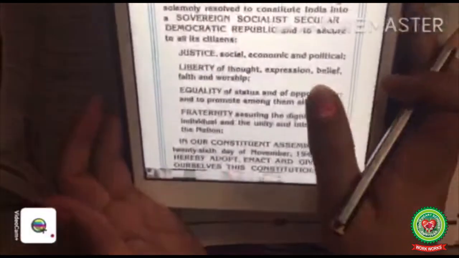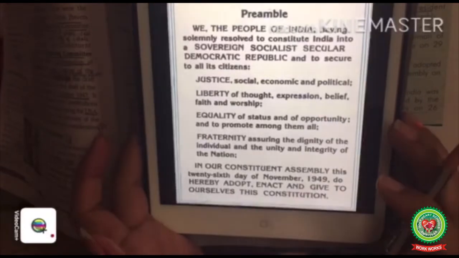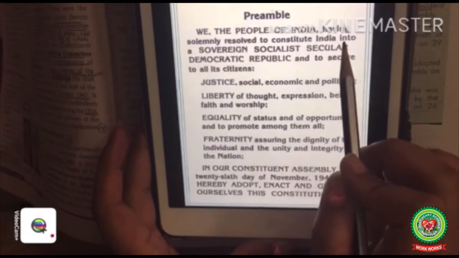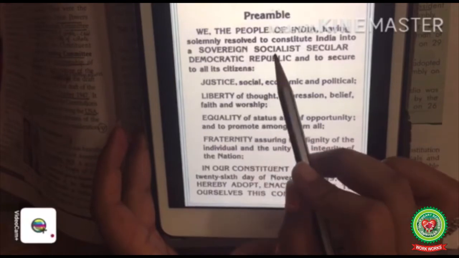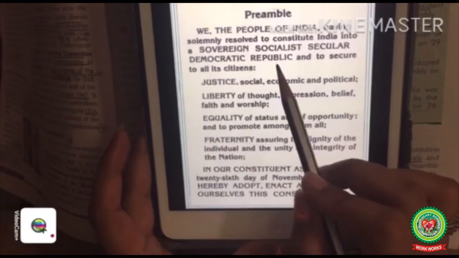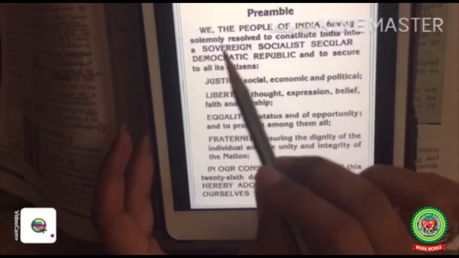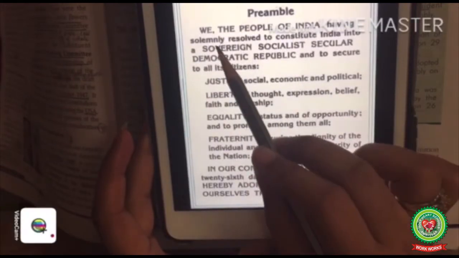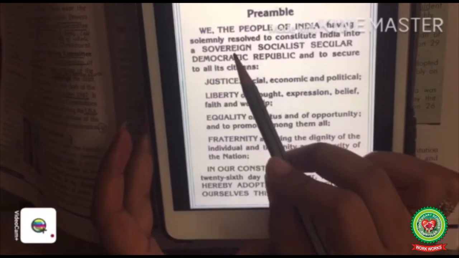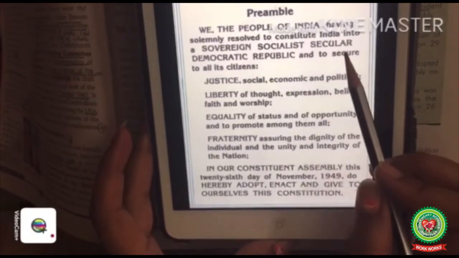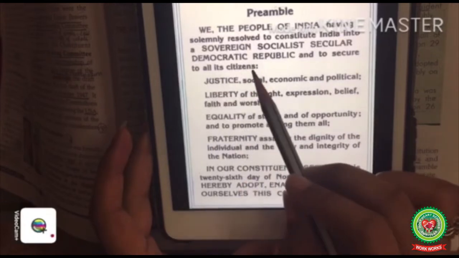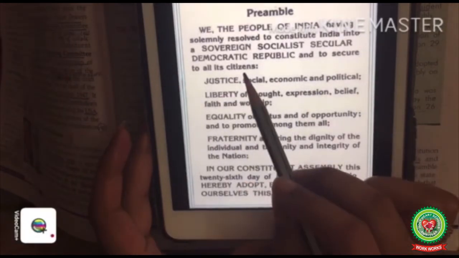This is the preamble, the picture of the preamble. It states, "We, the people of India, have solemnly resolved to constitute India into a sovereign, socialist, secular, democratic, republic." Solemnly here means declares. What do they declare? The people of India declare to compose. To constitute means to compose India into a sovereign country, a socialist country, a secular country, a democratic country and a republic country. And to secure to all its citizens means to provide all citizens justice.